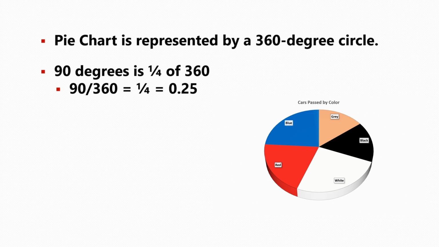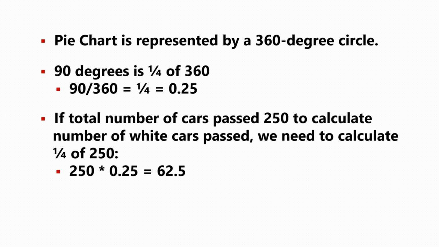We need to build the proportion to calculate the final value. If the total number of cars past the traffic light is 250 and it's represented by a 360-degree circle, to calculate the number of white cars passed, we need to multiply 250 by 0.25. So the end result is 62.5.